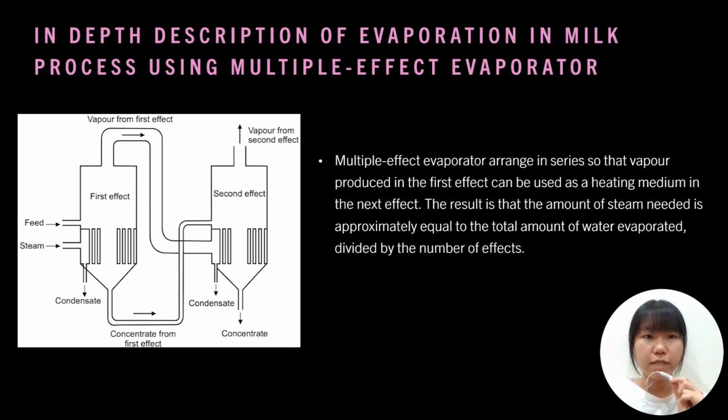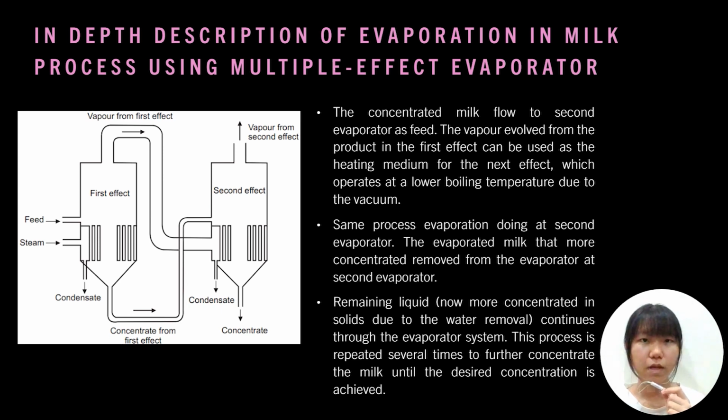Then we can see that the multiple effect evaporator is arranged in series. This arrangement helps the vapor produced in the first effect to be used as a heating medium in the second effect. It means that we do not need to add additional steam to supply the heat for evaporation. The process of the second evaporator is the same as the first evaporator. The vapor from the first effect serves as heat.